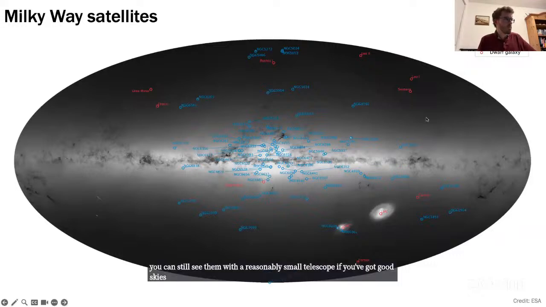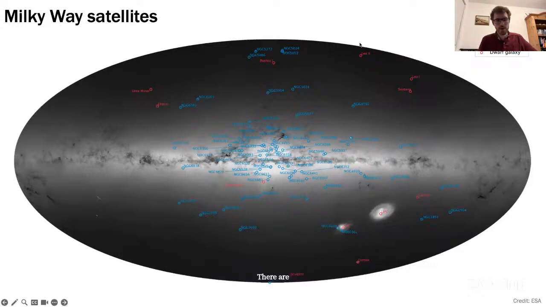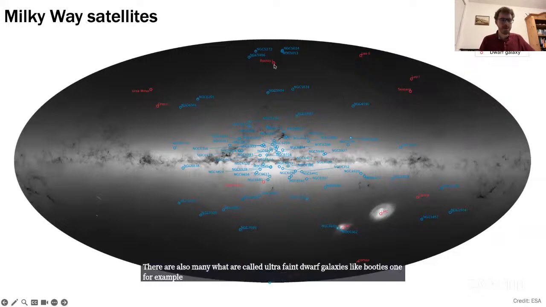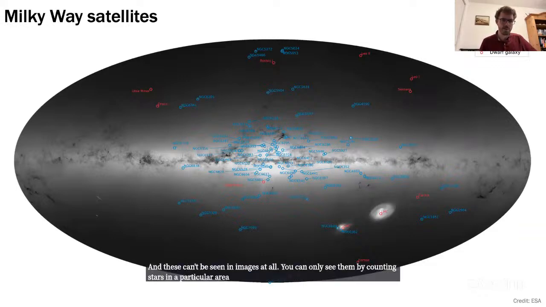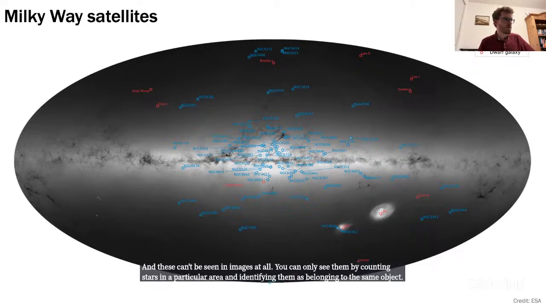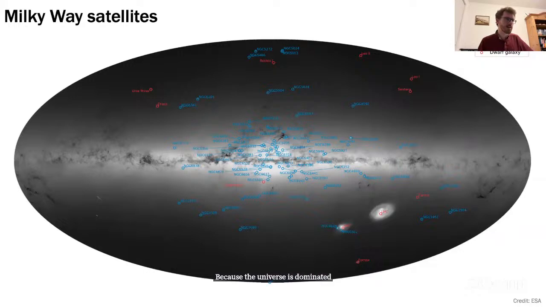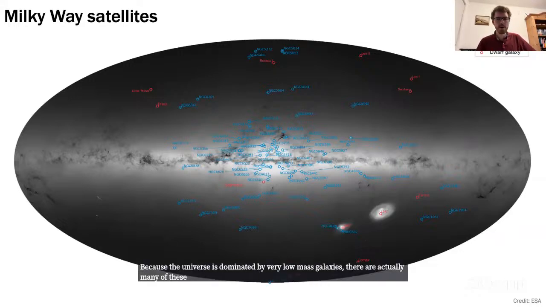But there are also many what are called ultra faint dwarf galaxies, like Bootes 1, for example. And these can't be seen in images at all. You can only see them by counting stars in a particular area and identifying them as belonging to the same object. Because the universe is dominated by very low mass galaxies, there are actually many of these in the halo of the Milky Way. Many that we won't have even discovered yet.